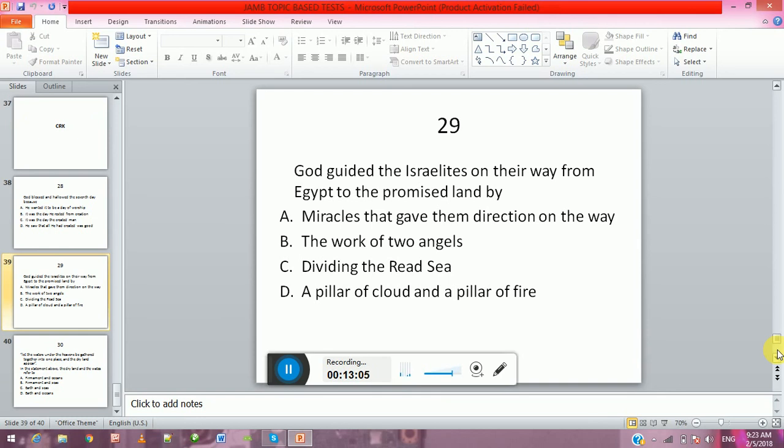God guided the Israelites on their way from Egypt to the promised land by A. Miracles that gave them direction on the way, B. The work of two angels, C. Dividing the Red Sea, D. A pillar of cloud and a pillar of fire.